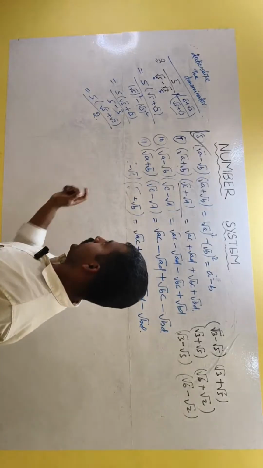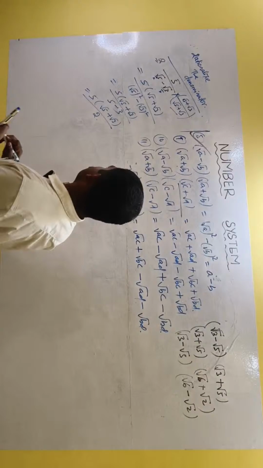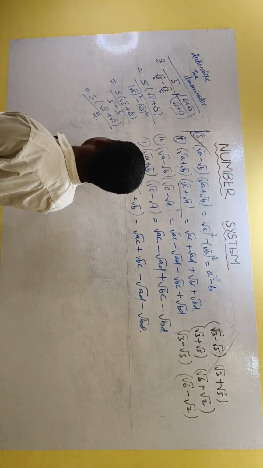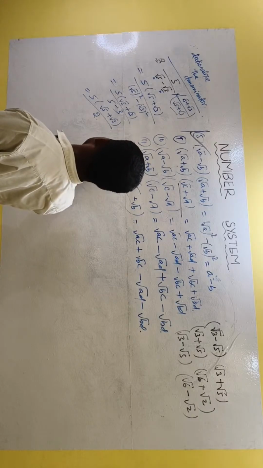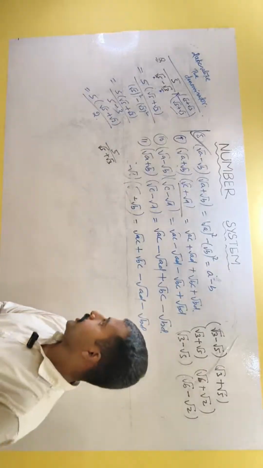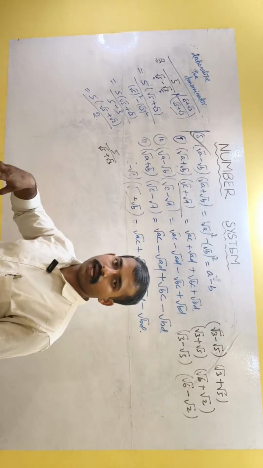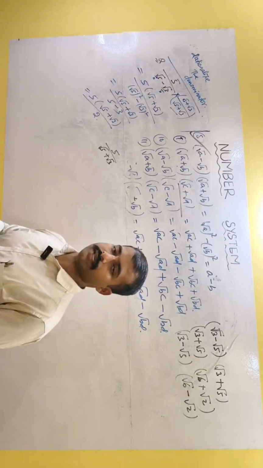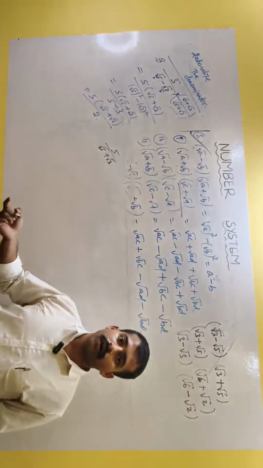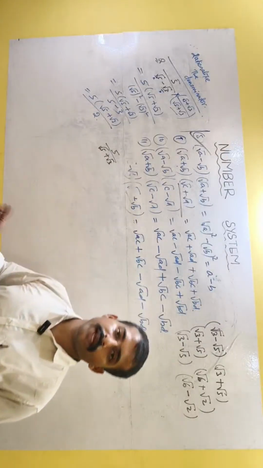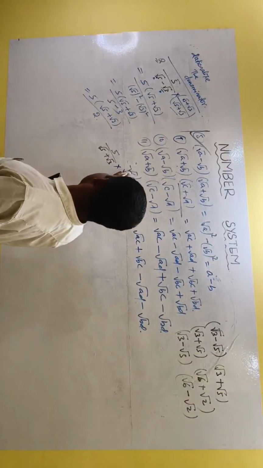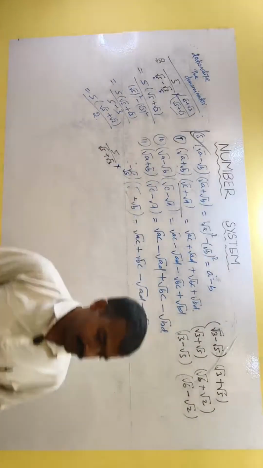Now let's go. What was the question? For example, 5 divided by root 5 plus root 3. In that case what will we do? If there is plus, just close your eyes and multiply by minus. If A plus B is given, then multiply by A minus B. Or if A minus B is given, then multiply by A plus B, nothing else. So multiply here by root 5 minus root 3.